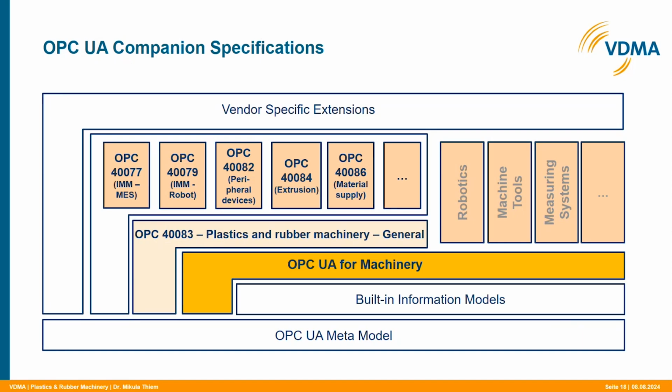And this is the hierarchy of specifications. On the bottom we have the OPC UA meta model and the built-in information models from the UA core. On top of that, we use OPC UA for machinery in every new specification. On top of that, we have the OPC 40083 general types for plastics and rubber. And on the top level, we have the device type specific companion specifications.